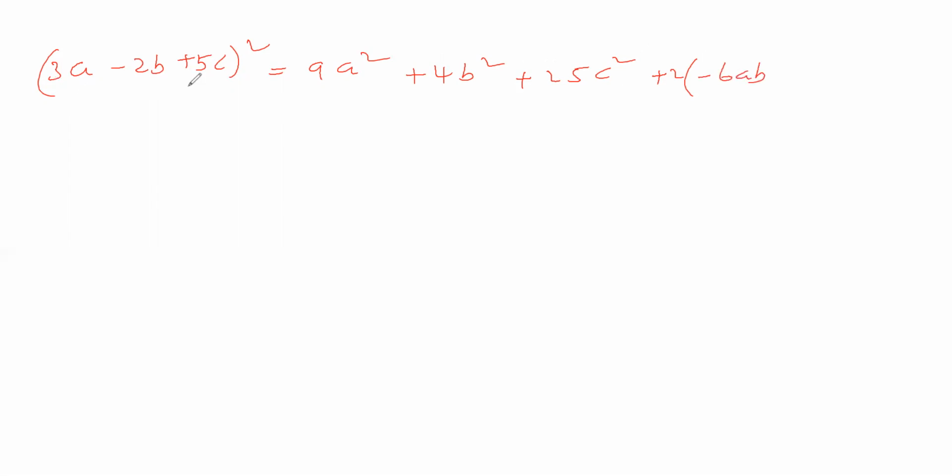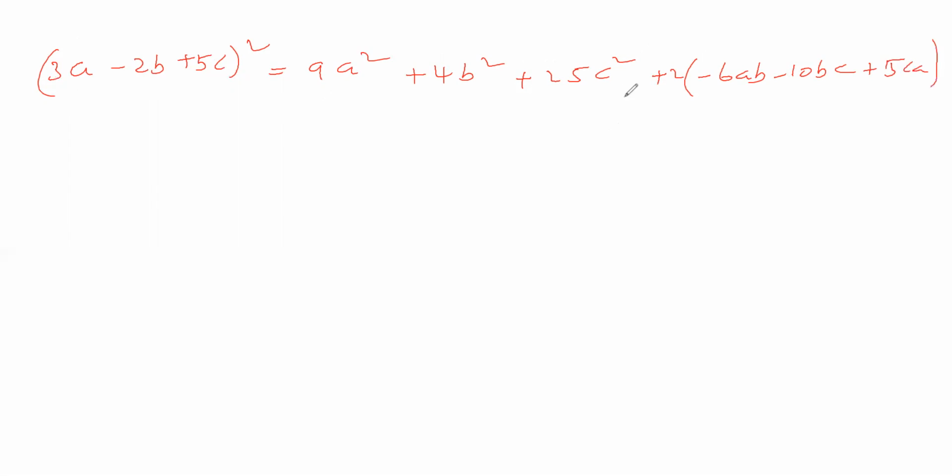Next sum: (3a minus 2b plus 5c) whole squared. First you square 3a, you will get 9a square, then square minus 2b, you will get plus 4b square, then square 5c, you will get 25c square. Then you take 2 common, then multiply these two, you will get minus 6ab, then multiply these two, you will get minus 10bc, then multiply these two, you will get 15ca.